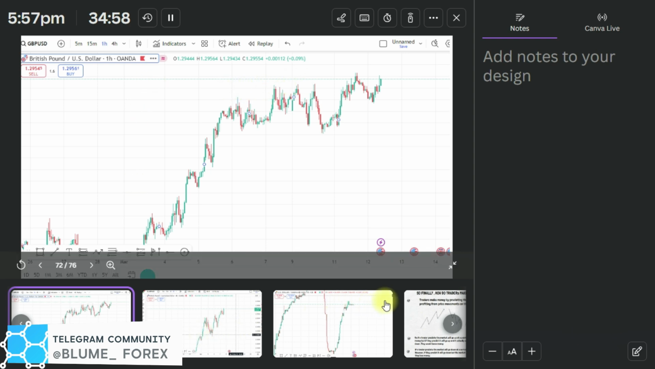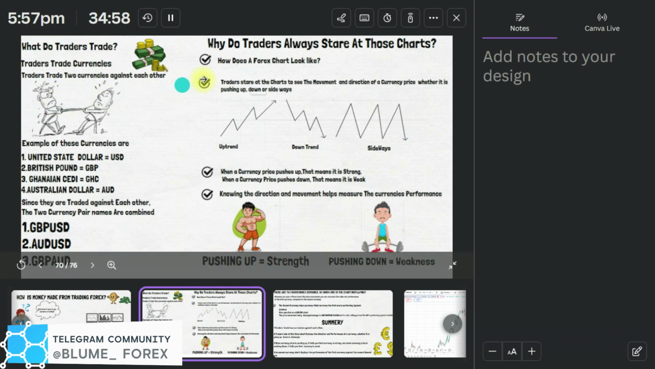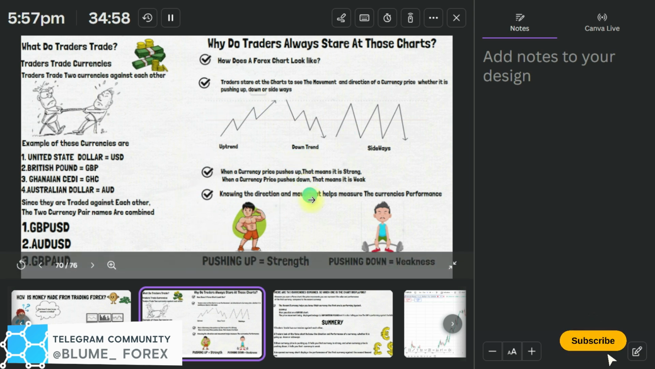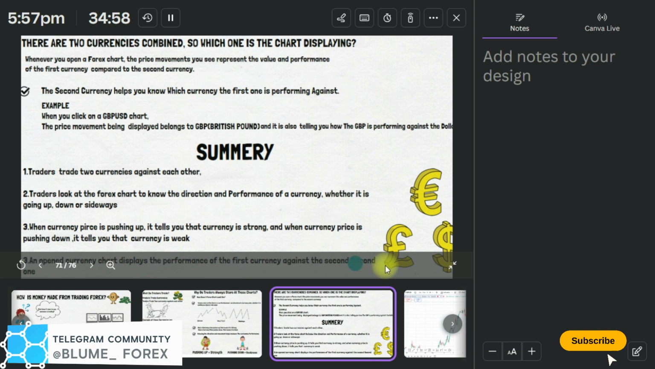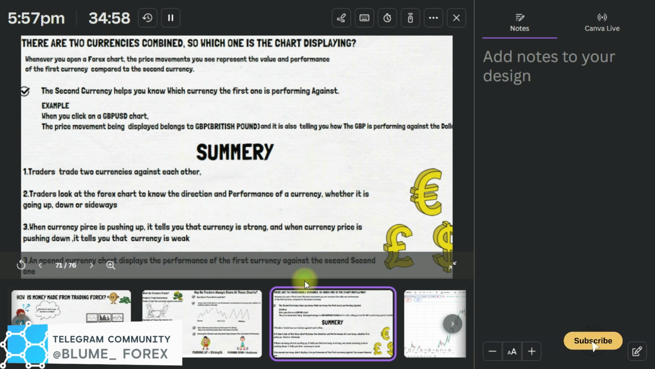So now you know that traders trade currencies, and you know that we trade two currencies against each other, and you know how a chart looks, and the phases that the currency price goes through: up, down, sideways. We also know what a chart pushing up means, what a chart pushing down means, and you also know the direction. Pushing up is strength, pushing down is weakness. And whenever you open the chart, the chart belongs to the first currency, and shows how the first currency performed against the second one.